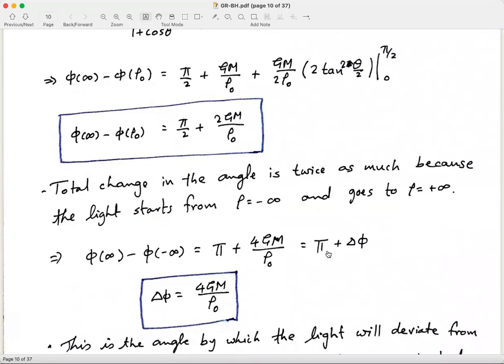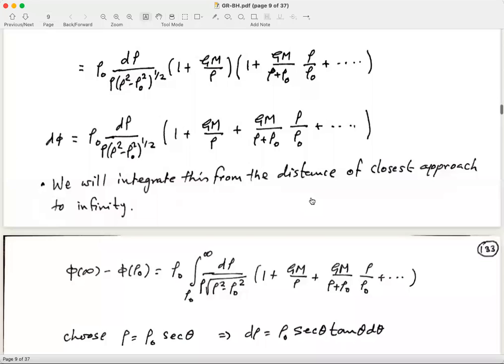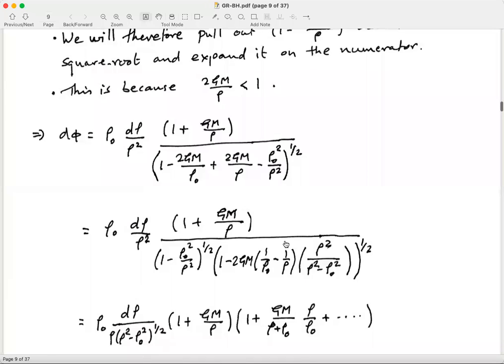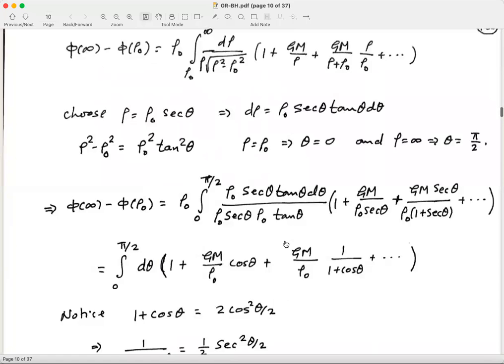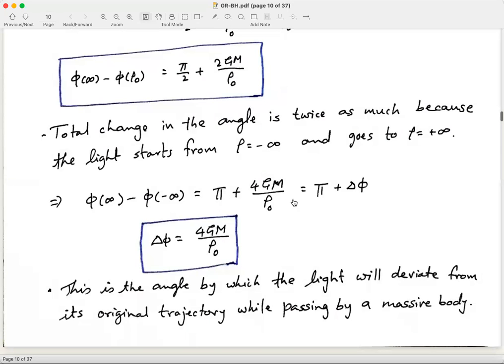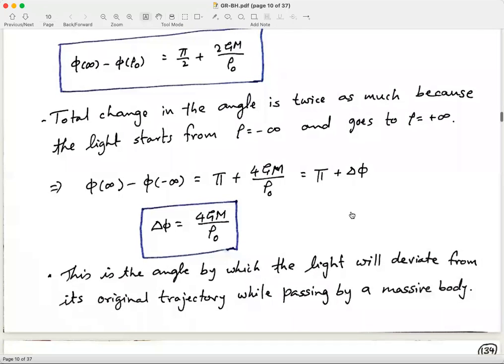Now pi is nothing very special. Pi would just mean that your trajectory just went like that, right? That is the angle pi. So the deviation from that is what is delta phi. Therefore delta phi is really going to be 4 GM upon rho naught. So this is the angle by which the light would deviate from its original trajectory when it is passing by a very massive body.